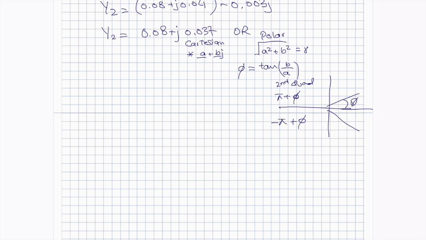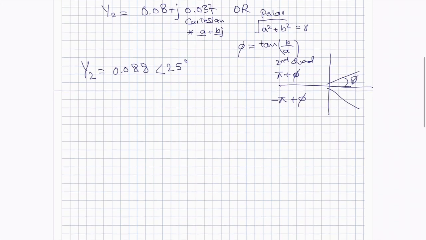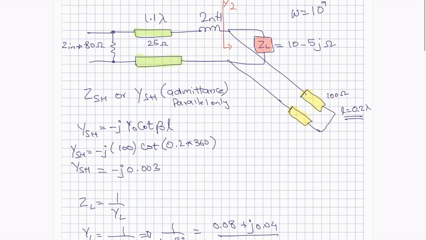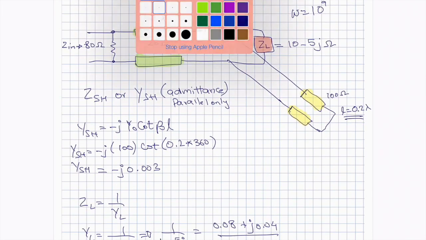Now if I look at that, my y2 in polar coordinates would be basically 0.088 at 25 degrees. I did that using the calculator, and that's a separate video on its own. And now if I make that into my impedance, the impedance would be just an inverse of that. Or if I go straight into Cartesian, that would be 9.3 minus 4.3 j.